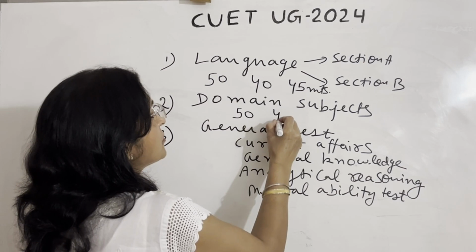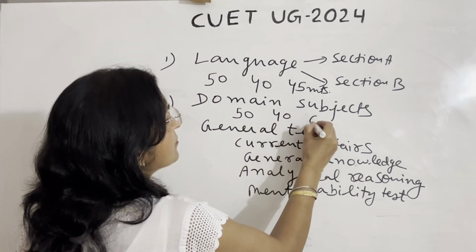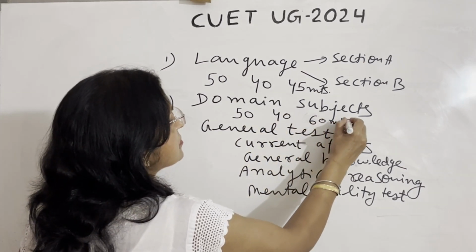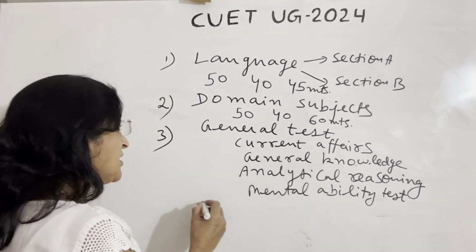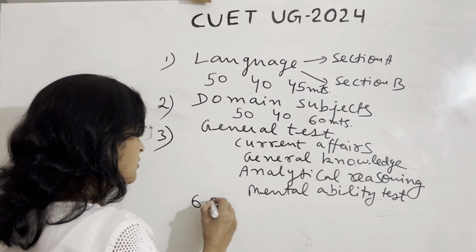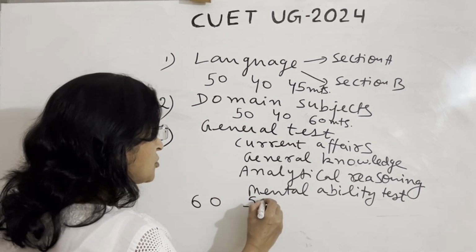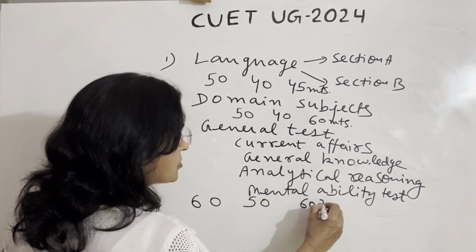You have to attempt 40 questions. Time limit will be 60 minutes. For difficult subjects, and chemistry is one of them. In general test, 60 questions will be given to you. You have to attempt 50 questions. Time limit will be 60 minutes.